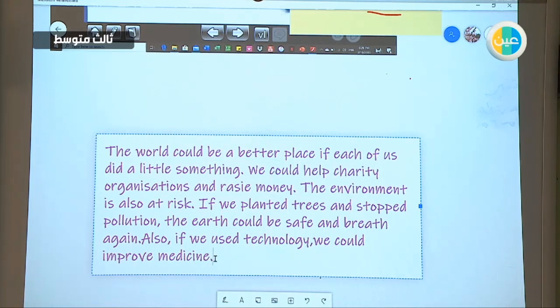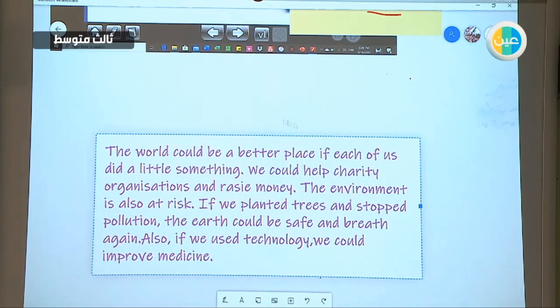You can say, for example, if we raised money, we could support charity organizations. If countries work together, there would be peace in the world. If countries stopped wars, this would be a better world. So you can come up with as many sentences as you can.